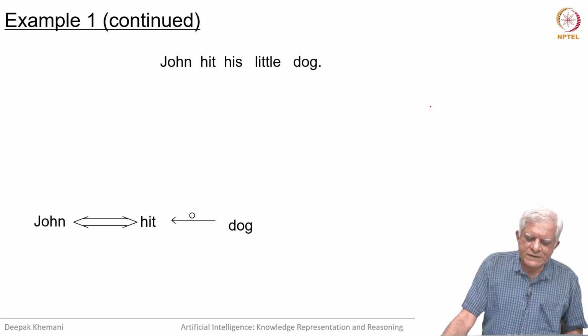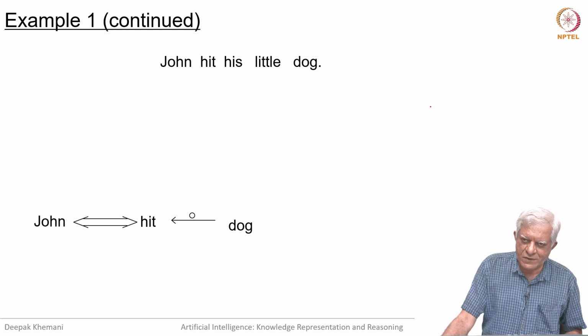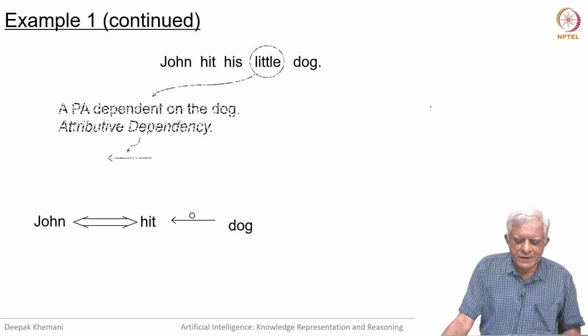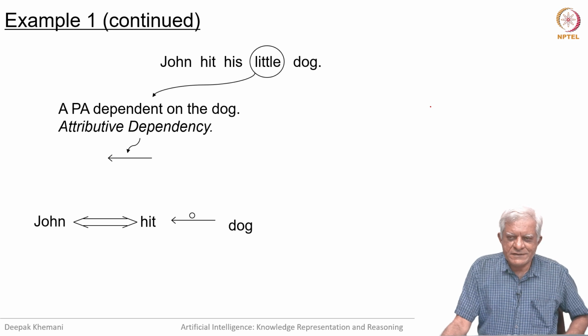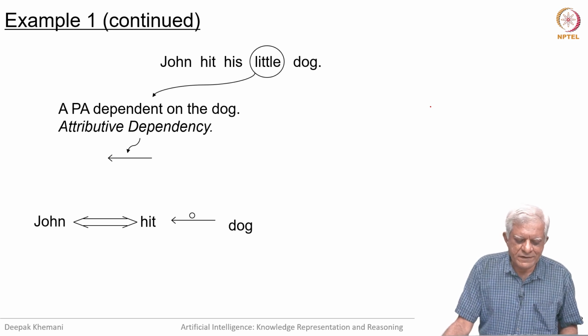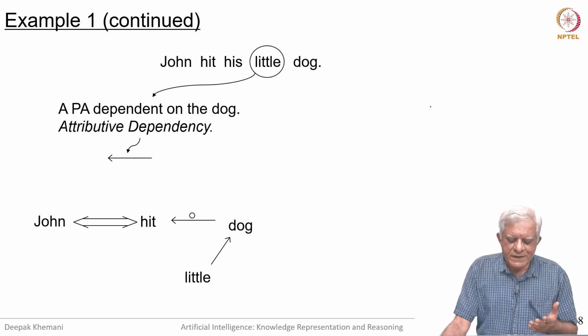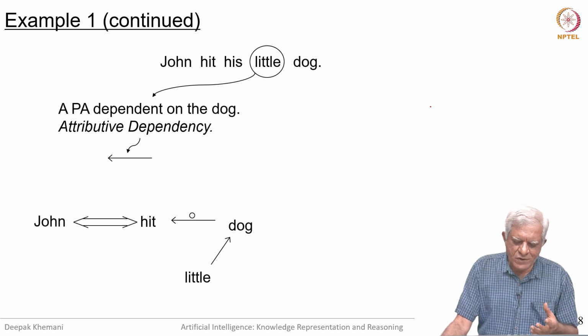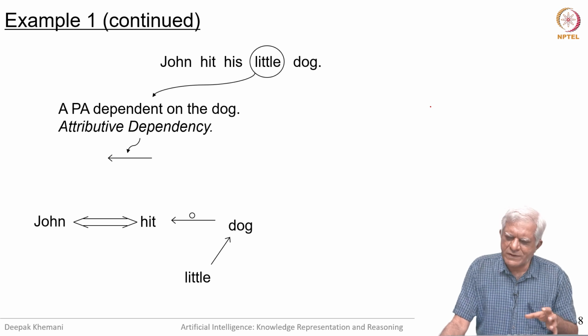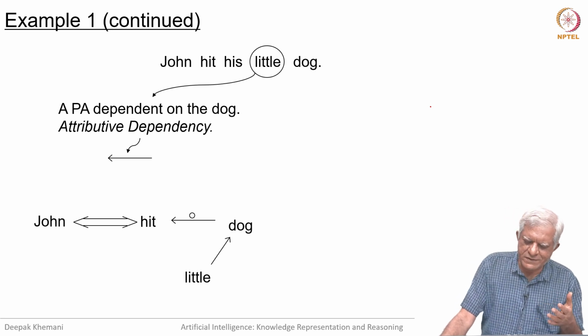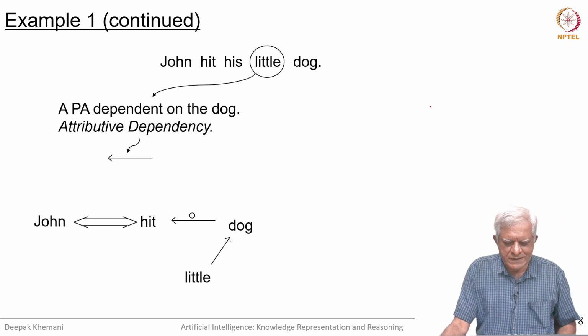So, we still have not processed two words in this sentence. We have processed John hit dog. Little is a picture aider. It embodies what we can call attributive dependency, and it shows up as an attribute of the dog, that the dog was little or small or whatever. Right now we are not using the CD actions, we are using English word actions, but gradually we will move towards them.